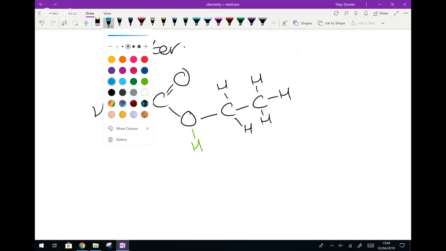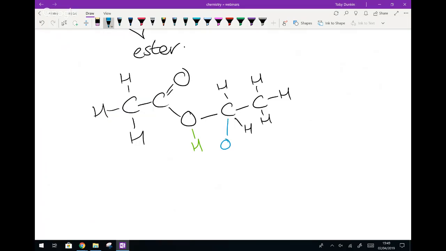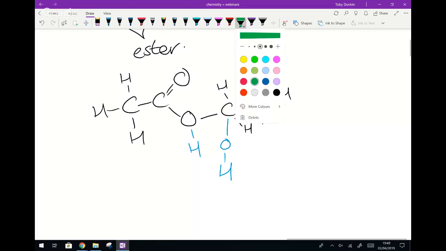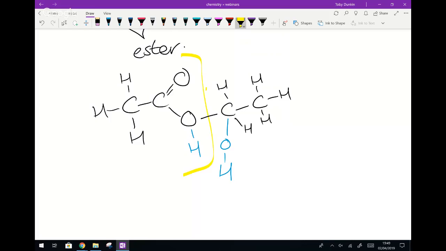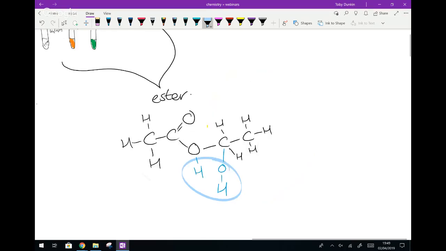I should do water in blue, shouldn't I? Oh, that's such a good idea. I'm such a nerd. Right, let's do that. There's the carboxylic acid. So you can see I can divide it up. I have the carboxylic acid there, I have the alcohol here. And when they come together, water forms, and they link together and the water drops out and we form our ester.